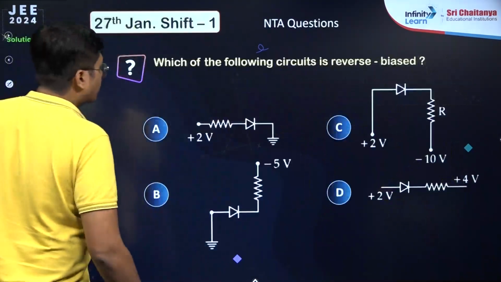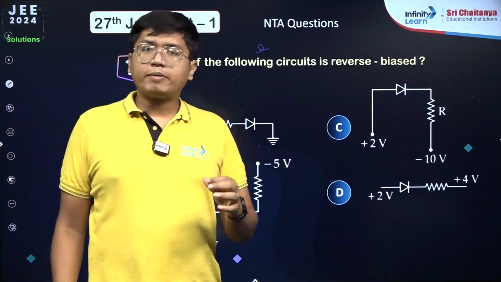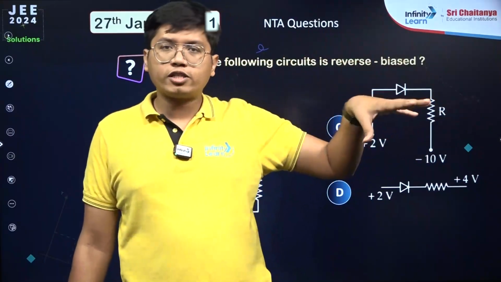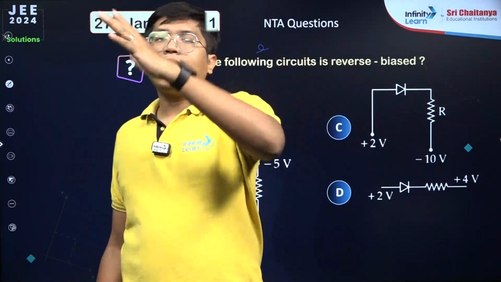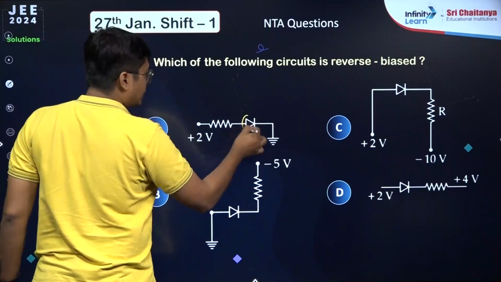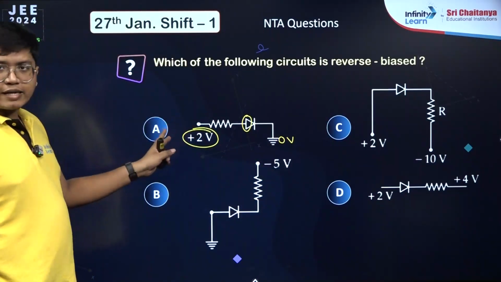Next question says, which of the following circuits is reverse biased? Reverse biasing generally means that the P side is connected to a lower voltage terminal and the N side is connected to a higher voltage terminal, right? So over here we see that the P side is connected to a higher voltage. This is 0 volt. P side connected to higher voltage.